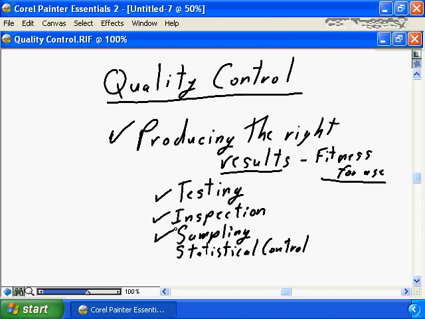Sampling, reviewing work, doing random sampling to make sure that there are no errors that are not being caught by the regular testing process, and potentially statistical control to ensure that you're doing the proper sampling, the proper testing, the proper inspection to ensure that the quality control, that the production of the right results satisfies the requirements for your project. There's a large number of techniques that can be used in quality control, and we'll review a number of these techniques.